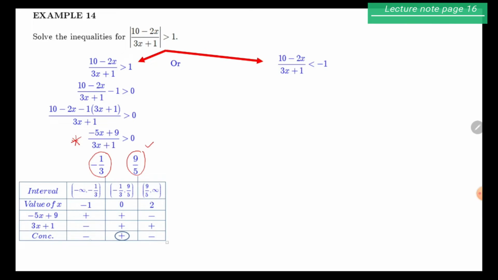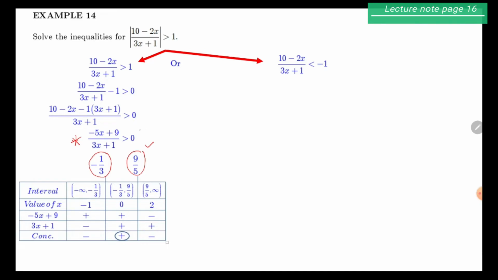As the conclusion, please recall that we need to divide the factors negative 5x plus 9 over 3x plus 1. So in this interval, we have positive over negative, which is negative. For this interval, do the same: positive over positive is positive. And then for our last interval, we have negative over positive, which is negative. After that, we need to make sure which region we need for our solution.